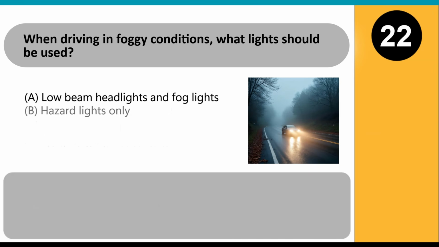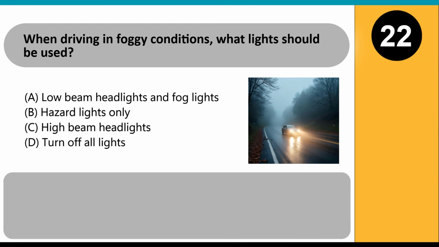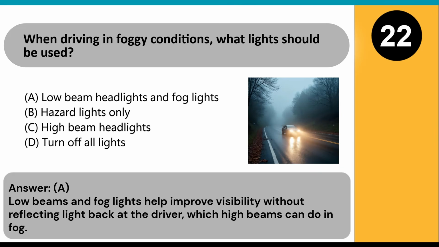When driving in foggy conditions, what lights should be used? A. Low beam headlights and fog lights. B. Hazard lights only. C. High beam headlights. D. Turn off all lights. Answer: A. Low beams and fog lights help improve visibility without reflecting light back at the driver, which high beams can do in fog.